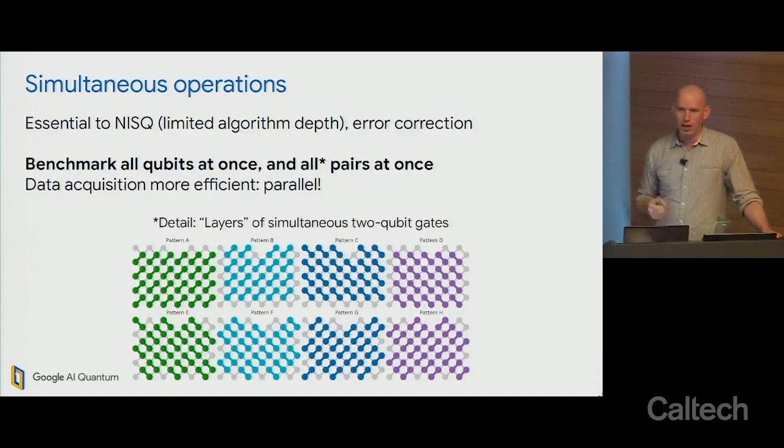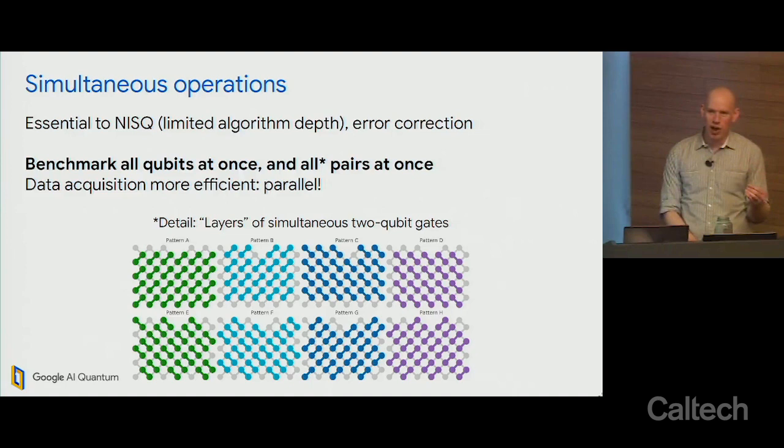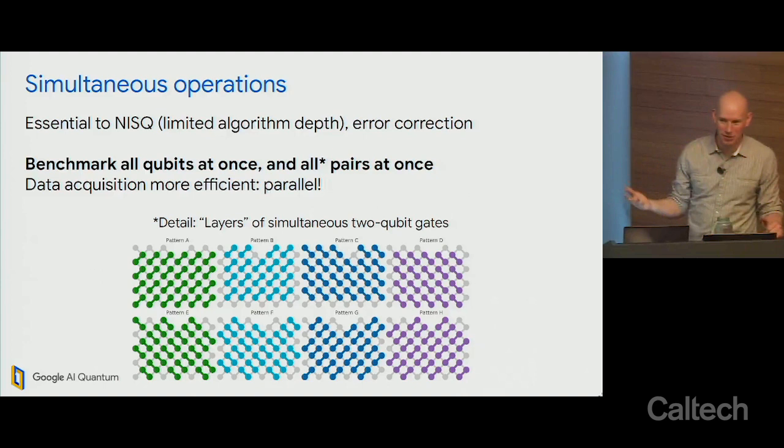The final thing is simultaneous operation. I mentioned this earlier on. We really want to have a device where we can run arbitrary gates on arbitrary qubits at arbitrary times. We don't want the qubits to have to wait in line and go one at a time trying to execute an algorithm. For one thing, in the NISQ era, where we have noisy circuits and there's error associated with each operation, there's also error associated with waiting around.